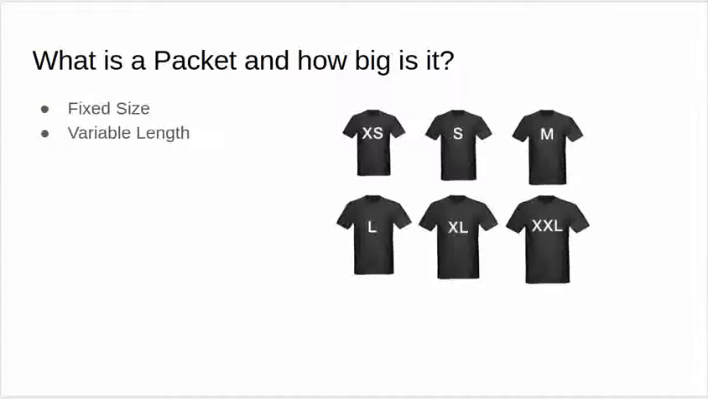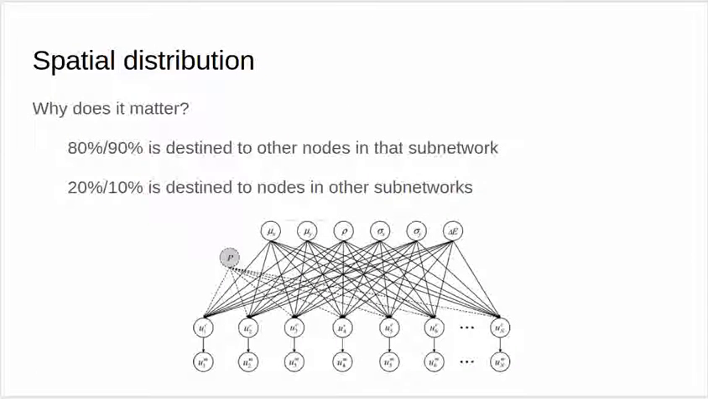Spatial distribution. Traditionally, networks have been designed assuming the 80-20 or 90-10 rules, suggesting that the traffic is somewhat predictable. The rule says 80 to 90% of traffic is going to other nodes in that subnetwork, 20 to 10% of the traffic is going to nodes in other subnetworks. Imagine you work in an office building. You're more likely to call the IT department on the 5th floor of your building than the IT department of the building next door. This information can be useful in the design of a network.